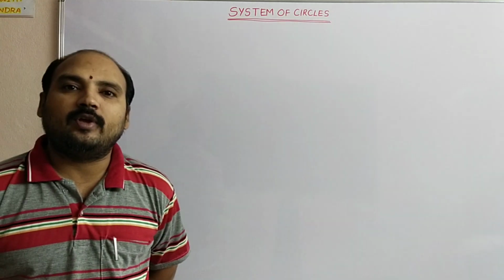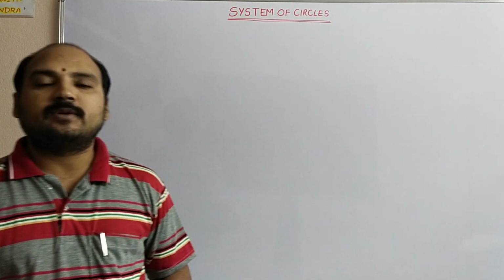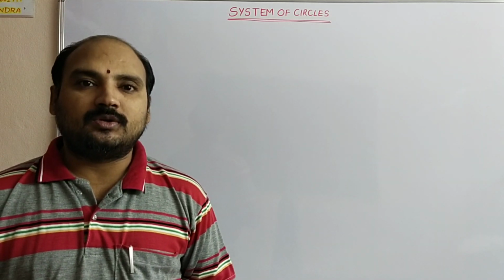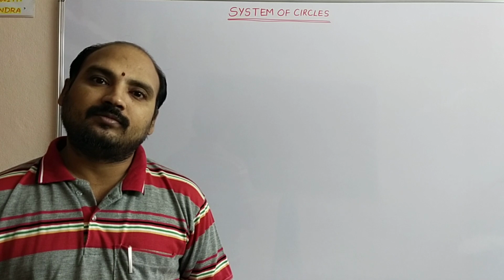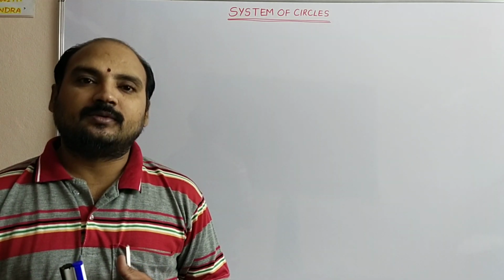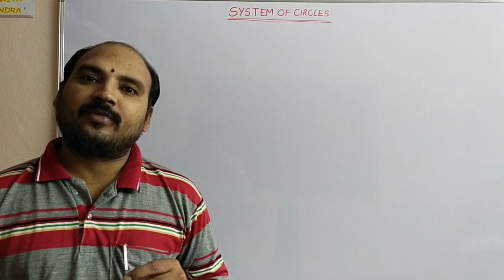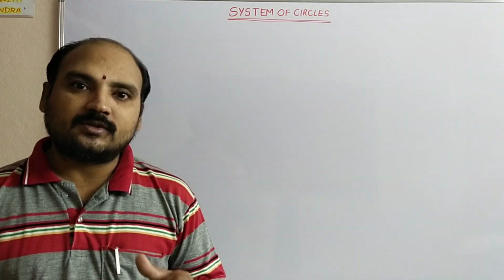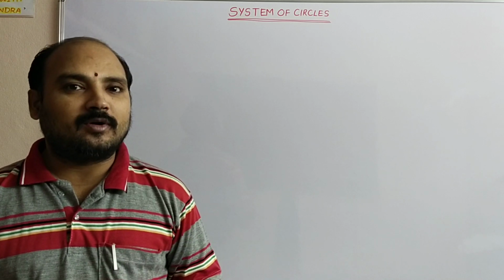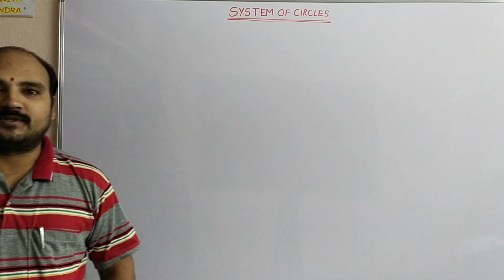In this video, we are going to discuss the system of circles. In this system of circles, we are going to learn what a system of circles is, the intersecting of two circles, the angle between two intersecting circles, orthogonality of two circles, radical axis, common tangent, common chord, length of chord, and different angles.